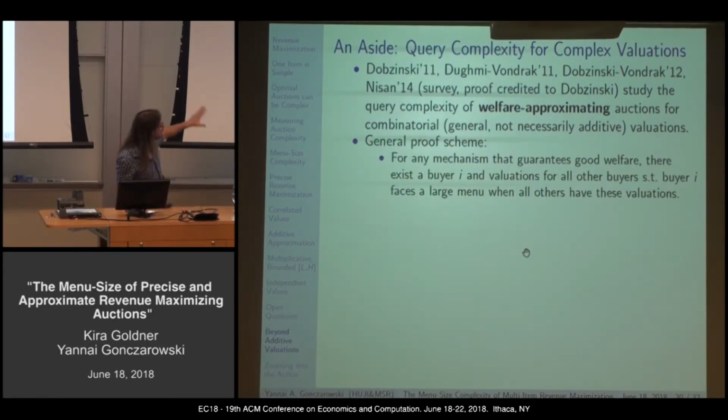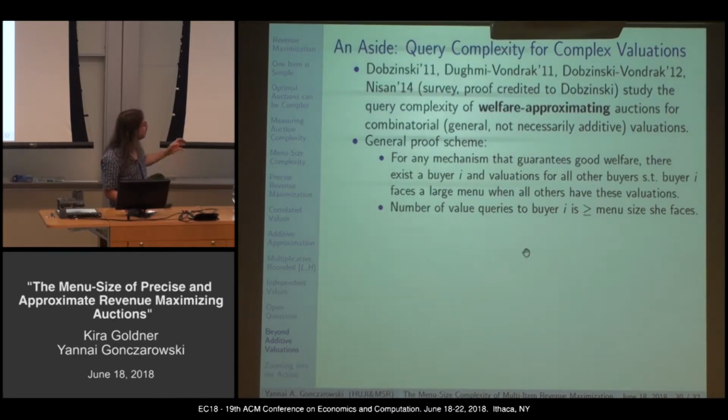Their general proof scheme is kind of like this. One, for any mechanism that guarantees good welfare, there exists a buyer and valuations for all the other buyers, such that when these valuations occur, this buyer faces a large menu.